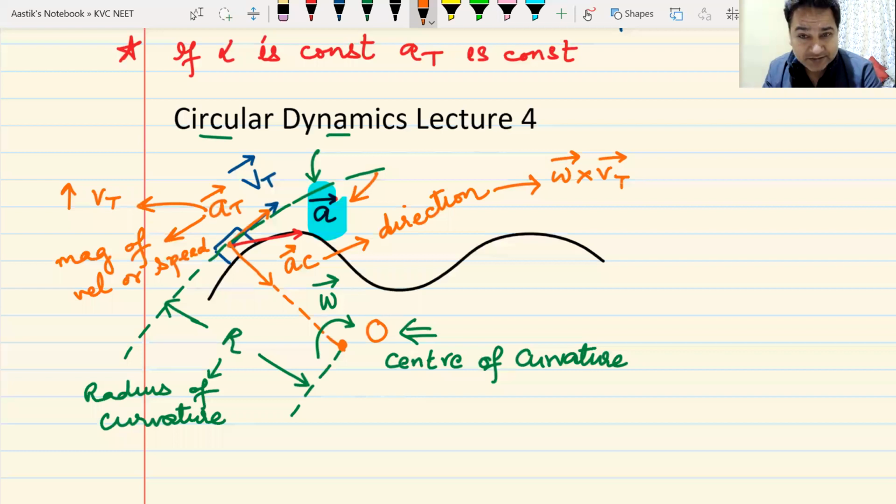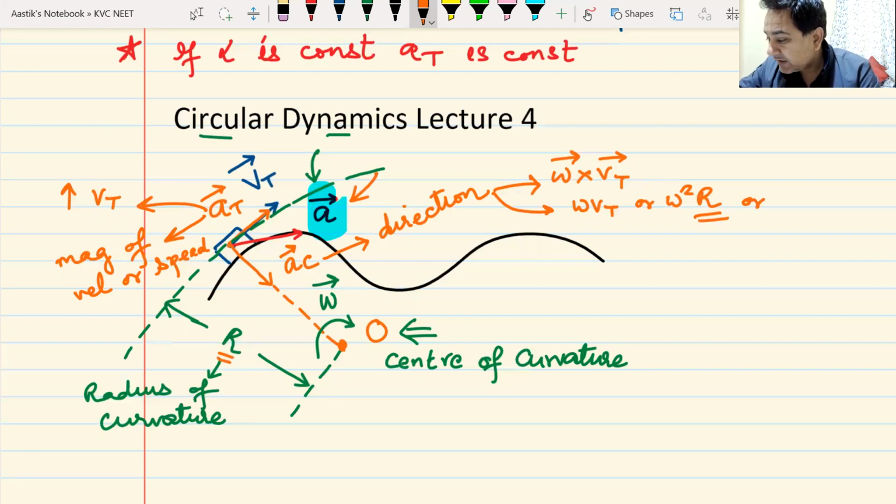If I just want to write it in the scalar form, only the magnitude, I can write the magnitude as omega multiplied by Vt, or it will be equal to omega square multiplied by capital R. This R and this R are definitely same, or I can call it scalarly Vt square by R.